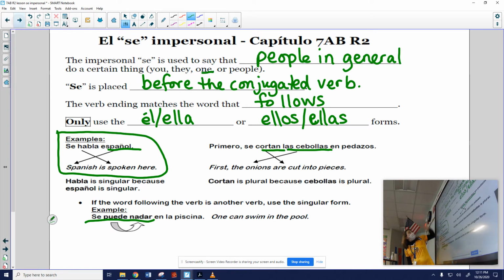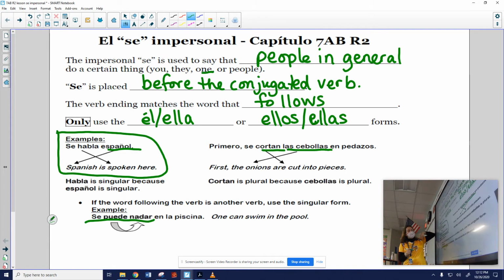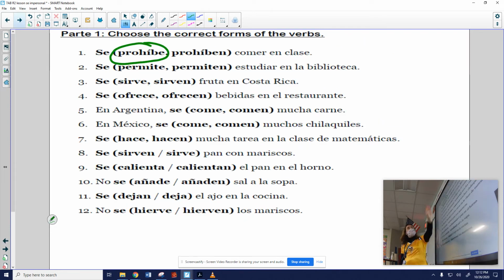Vamos a practicar. Choose the correct forms of the verb. Se prohíbe o se prohíben comer en clase. ¿Cuál usamos? Prohíbe. ¿Por qué? Singular. Well, comer is a verb. If the thing that follows is a verb, then we use the singular form. It would be like saying to eat is prohibited. If we said to eat, they are prohibited, it sounds weird, right? Those two things don't match.